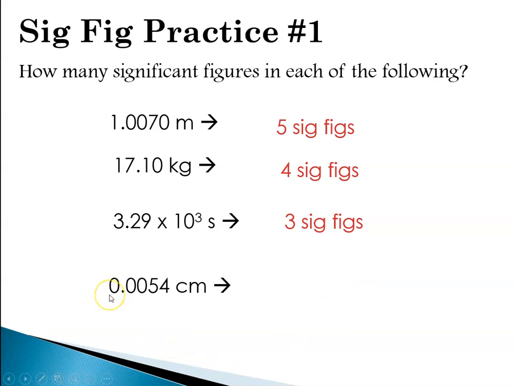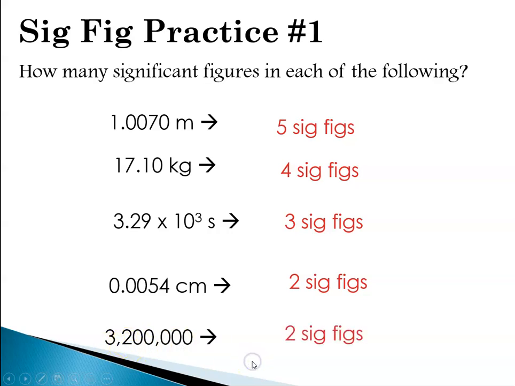Here we have a number that has leading zeros, zeros at the left-hand side. They are not significant. The number contains a decimal point, and so we know that this number has only two non-zero integers, so two sig figs. Here is a number that has trailing zeros, zeros that are to the right-hand side of the number. There is no decimal point, so we're only confident here to the 100,000th place. So this number only has two significant figures because the trailing zeros are not significant.